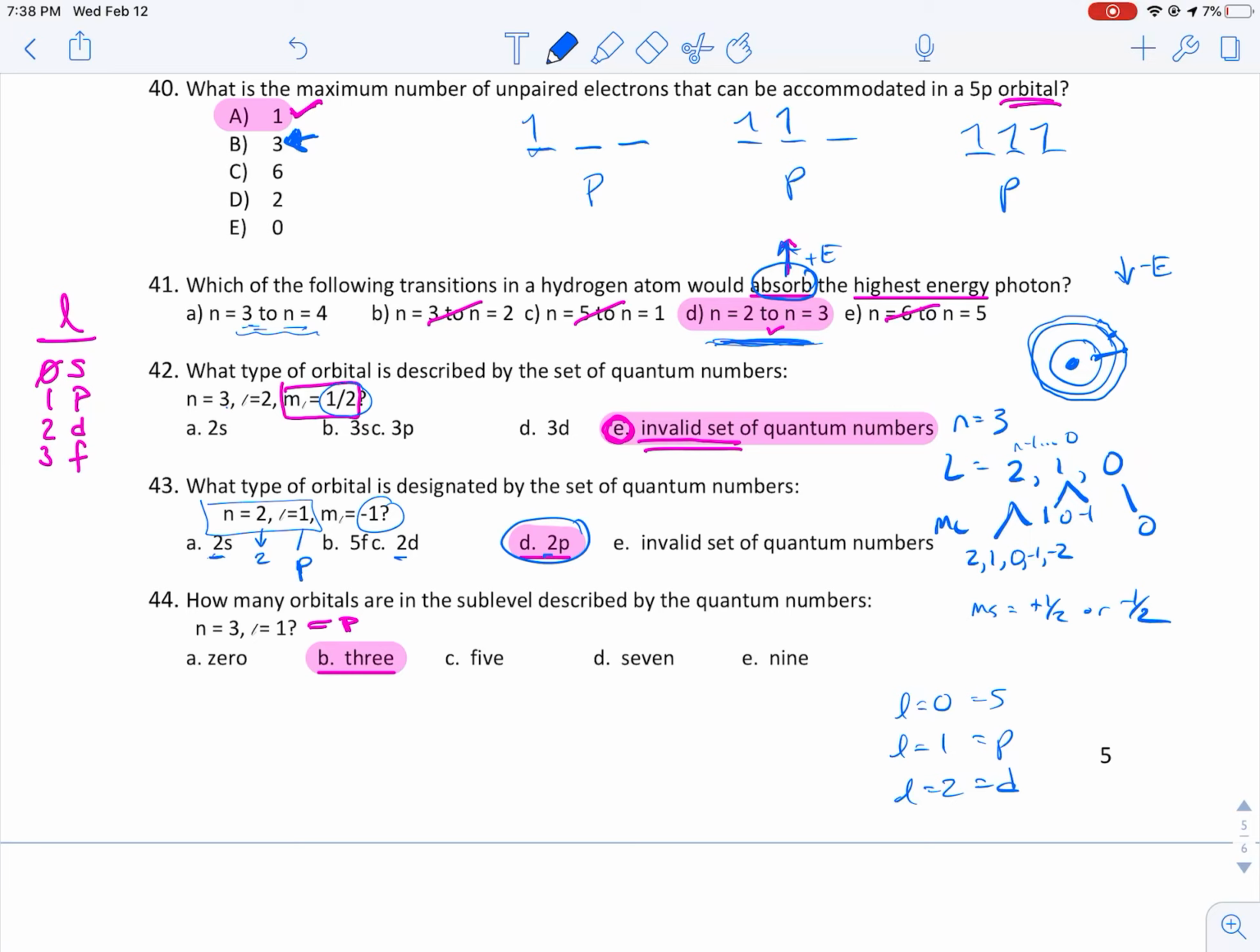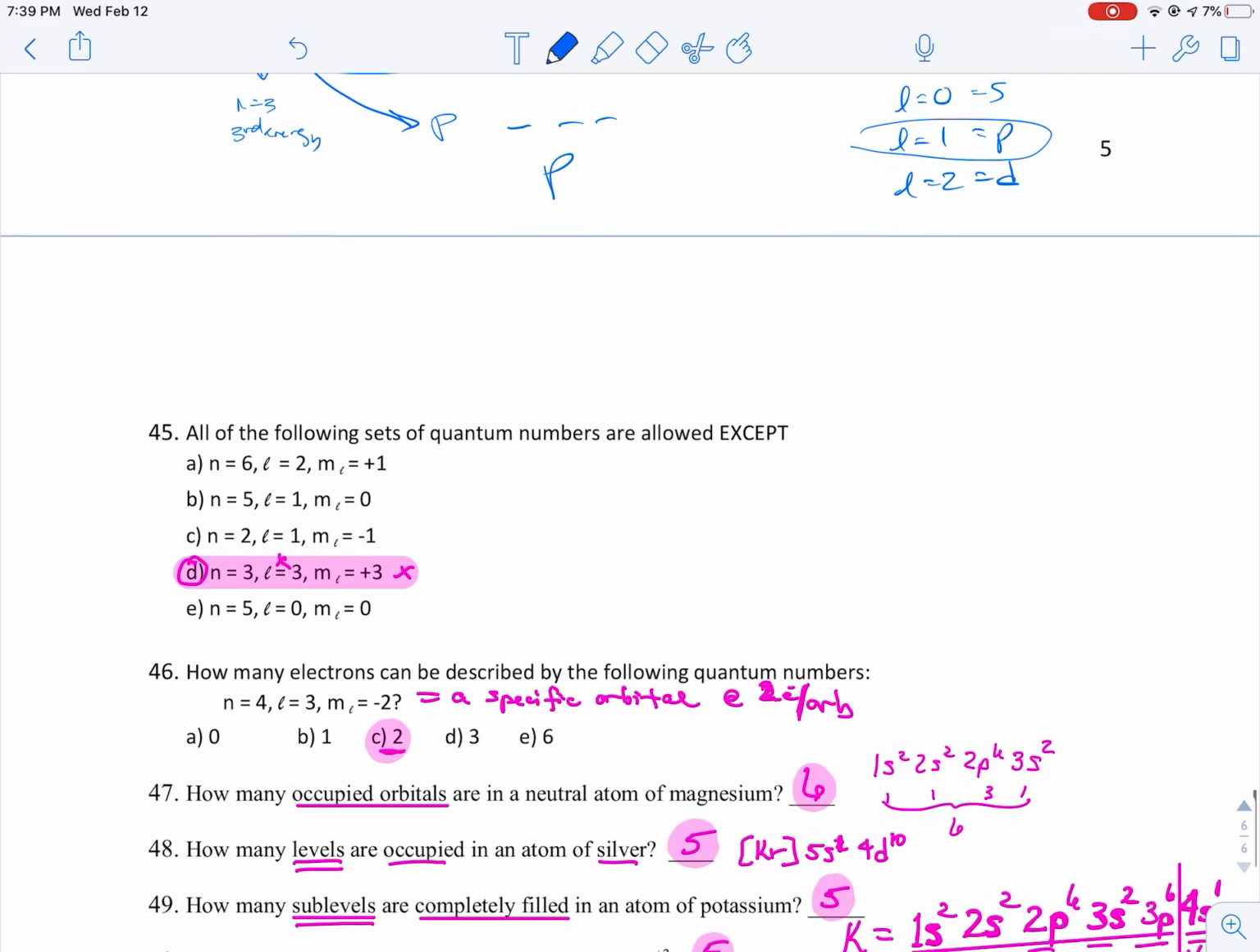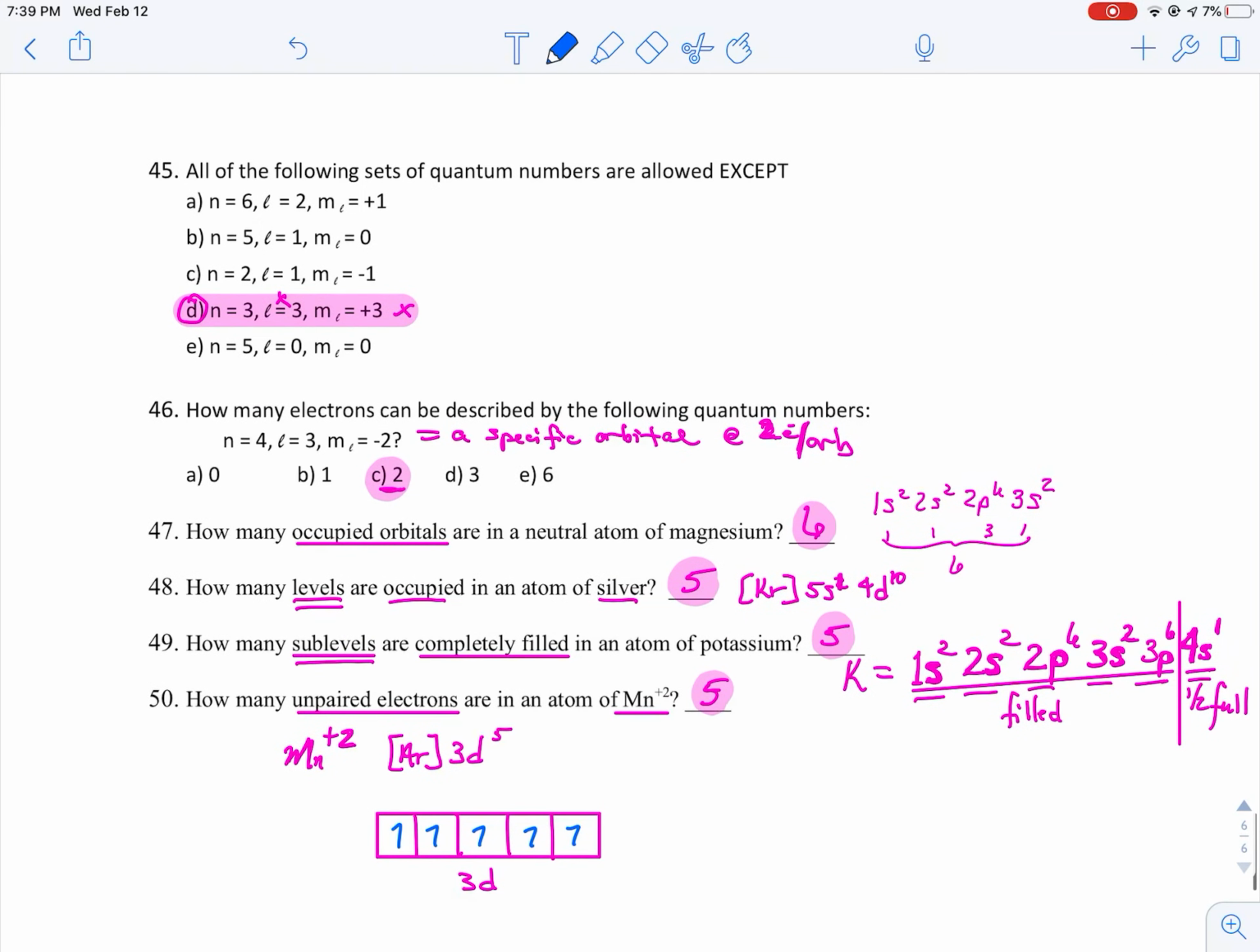All right, so how many orbitals are in the sublevel described by these quantum numbers? Again, this is energy level 3, the third energy level. And when L is 1, it's P. So that means 1, 2, 3, you've got 3 orbitals. 1, 2, 3, 4, 5, 6 would be how many electrons you put in, but they're not asking for that. They just want to know how many orbitals you've got. So you've got 3 orbitals.